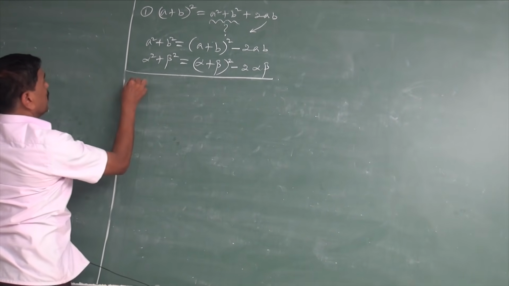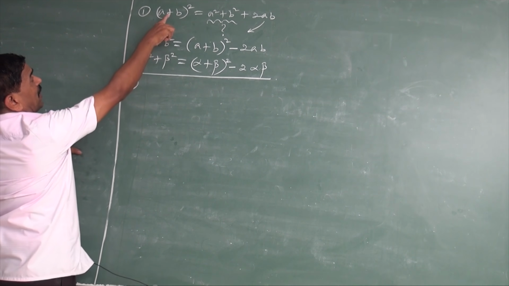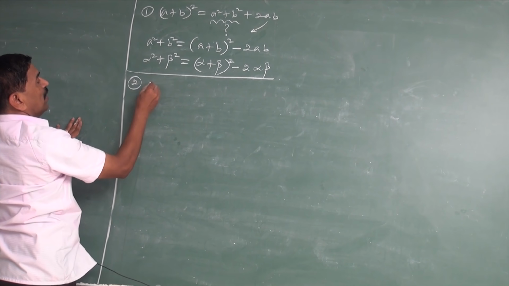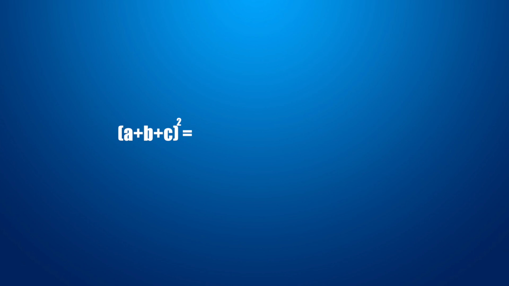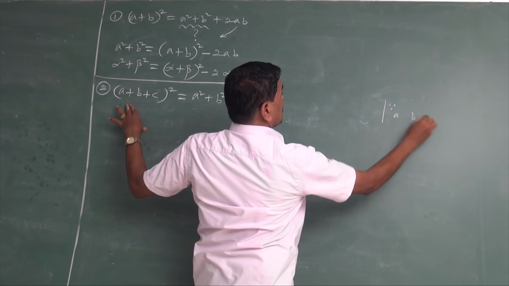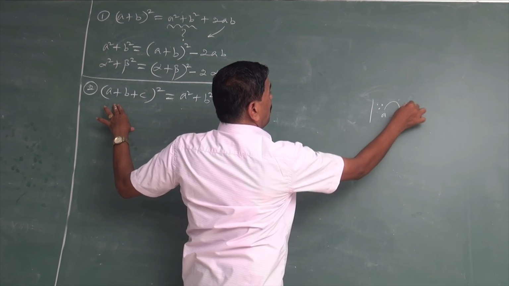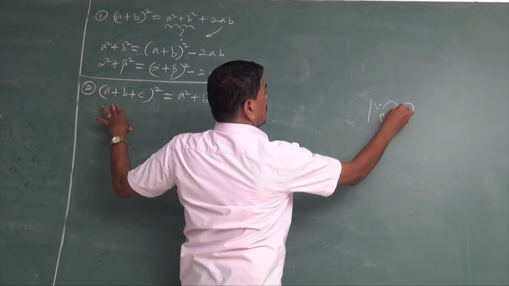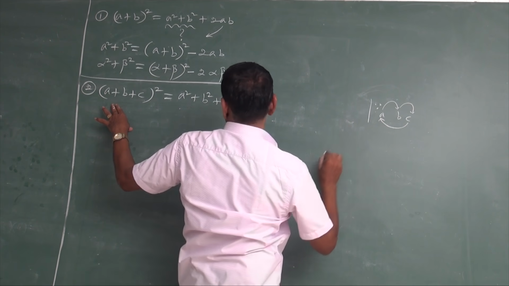Now listen, second one. We know that here we taken 2 elements, the whole square. Now taken 3 elements. A plus b plus c the whole square equal to a square plus b square plus c square plus of 2ab plus 2bc plus 2ca. That is by cyclic order. Listen, by cyclic order a, b, c. Here a to b, b to c, c to a.